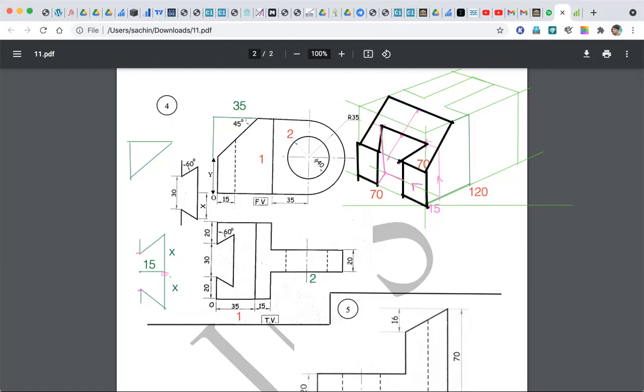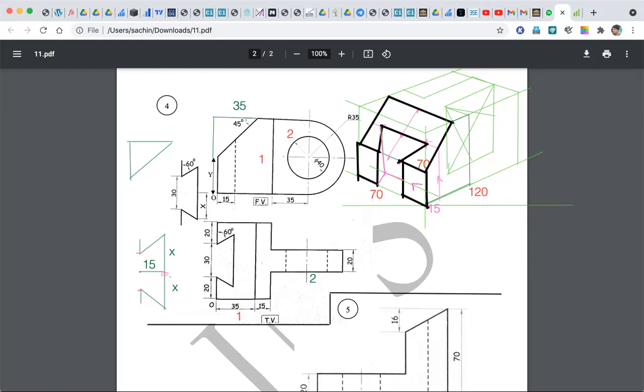Then what you have to do? Then from here you go down by 70. You go down by 70 and 70. So when you do this, you get a rhombus. Then you draw longest diagonal. You have midpoint. So from here you join midpoint. From here you join midpoint like this.